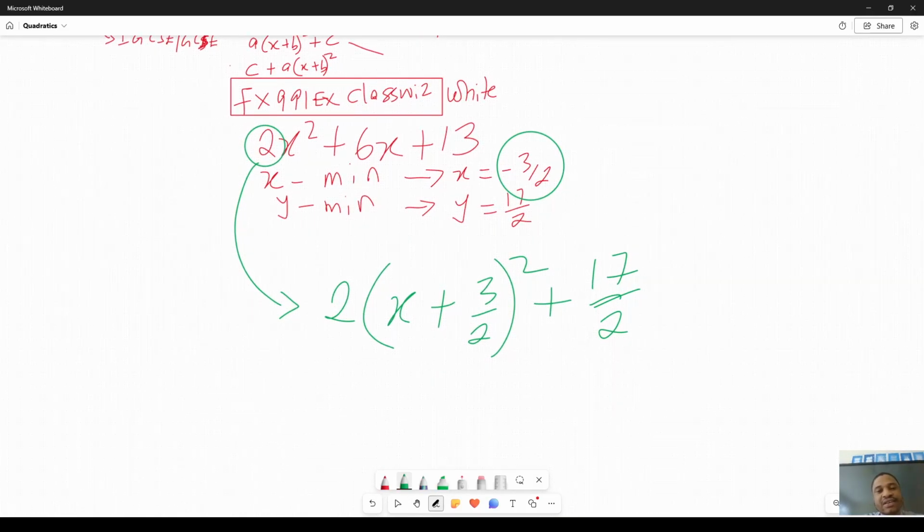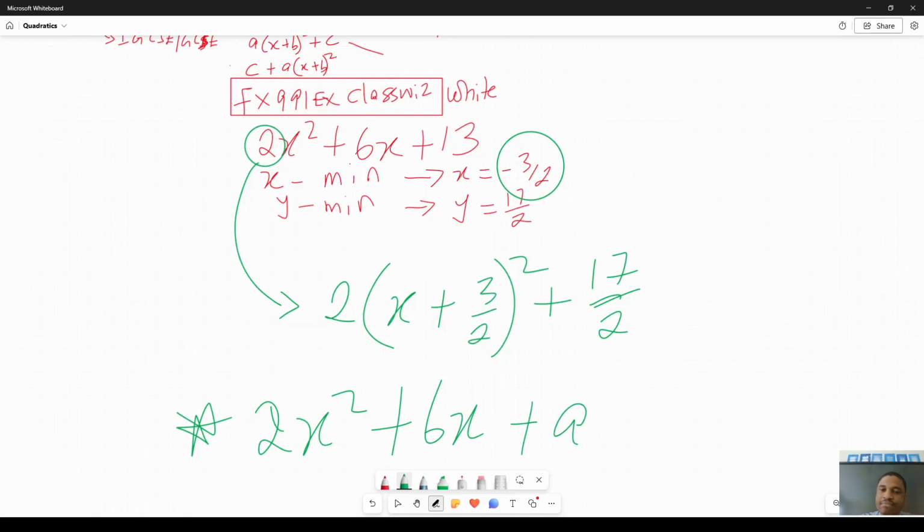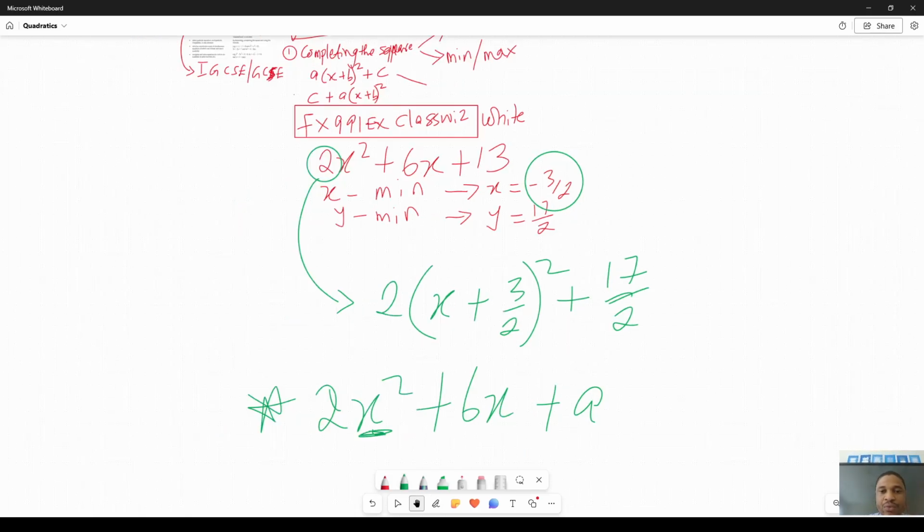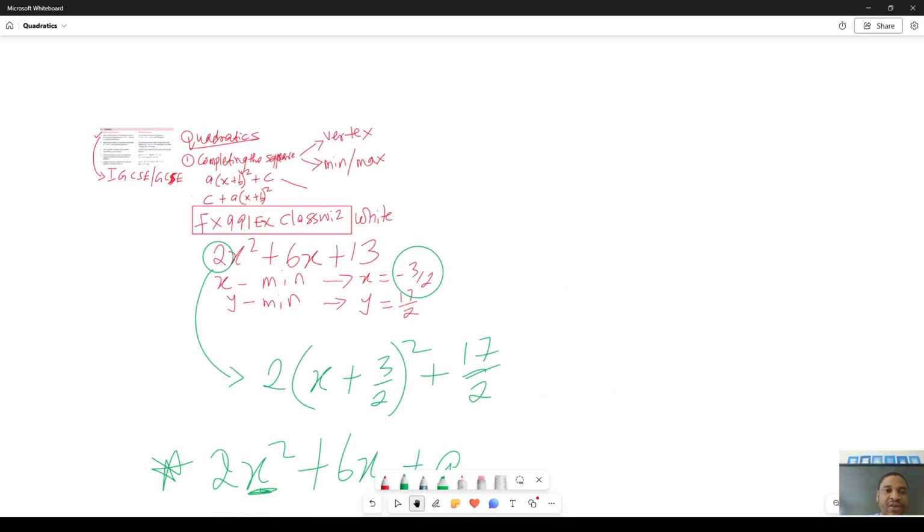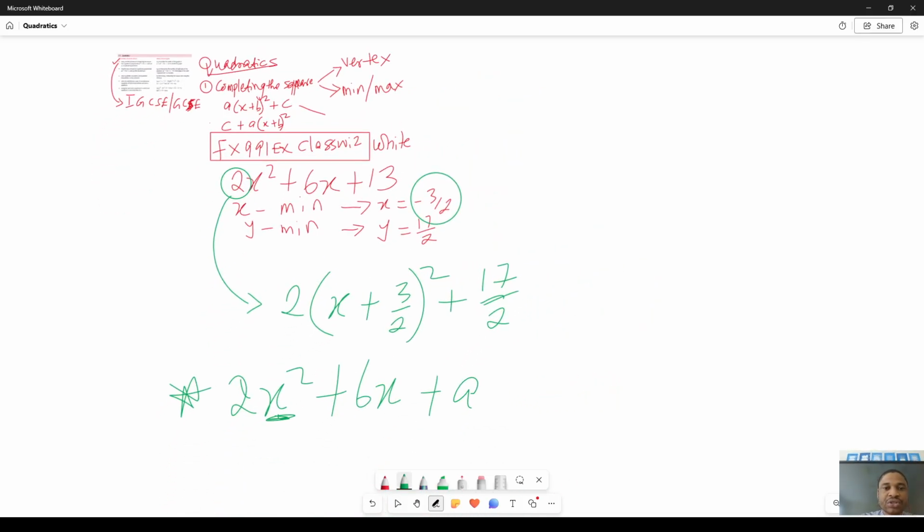So my calculator can help me to do this. I don't need to show any working. The only time you should show working is if they try to trick you, and instead of 13 there, maybe it can be 2x squared plus 6x plus a. There you have to know the process of completing the square. Generally, for completing the square, you have to make sure the coefficient of x squared is 1. Maybe I will do one question there. But if they don't ask, you can just directly use the calculator to do your working.